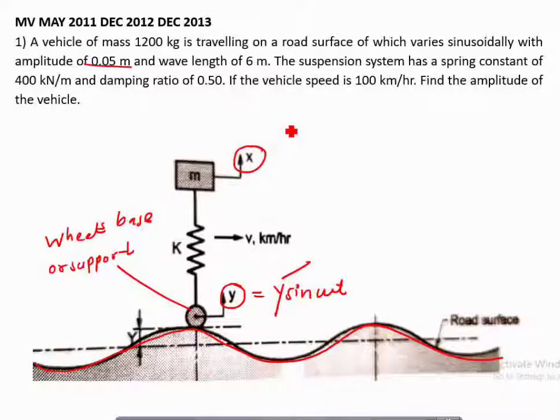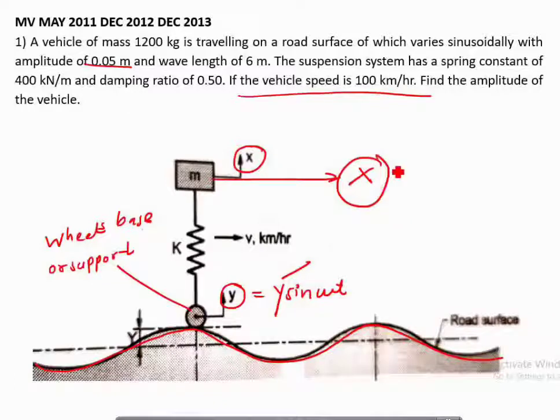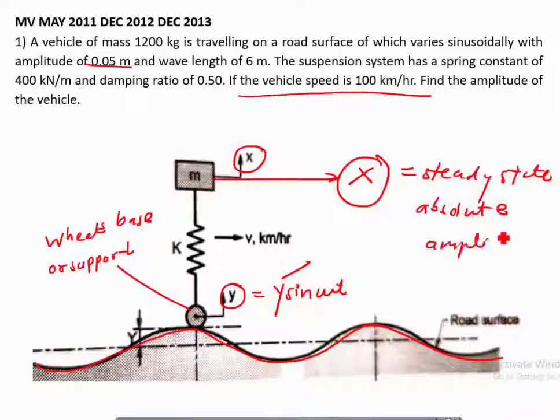So now they have asked, if the vehicle speed is 100 km per hour, find the amplitude of the vehicle. So the corresponding amplitude, that is x. What is x? X is nothing but the steady state amplitude, or you can also call it the steady state absolute amplitude, or amplitude of a car, or amplitude of a vehicle, or the amplitude of a mass or a body, that we have to find out.